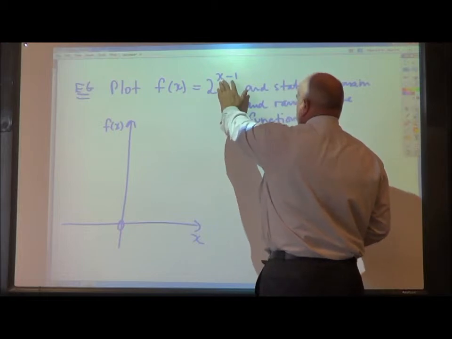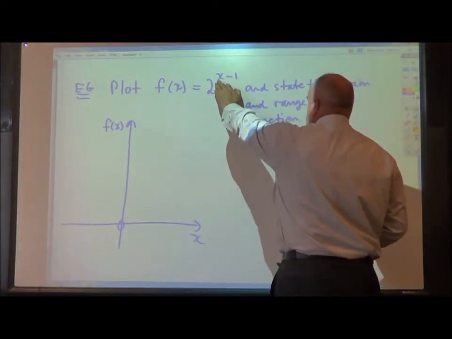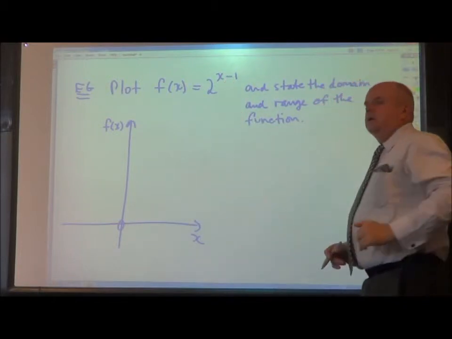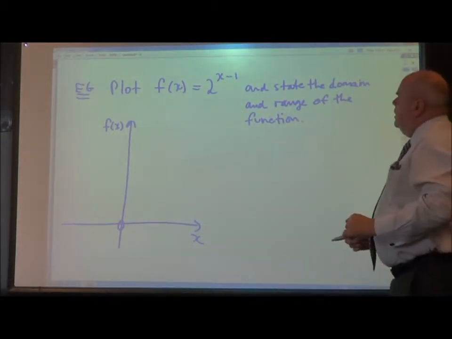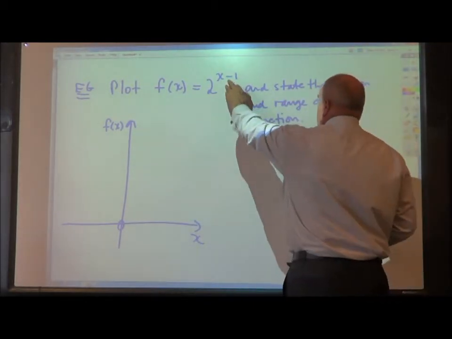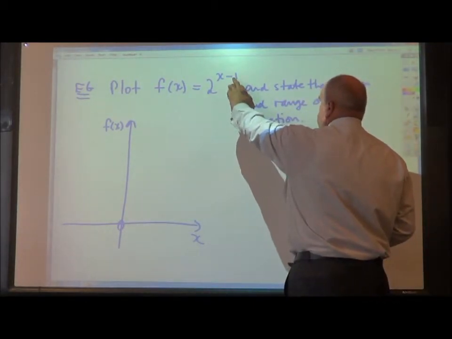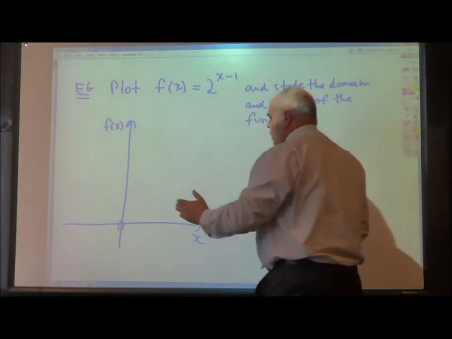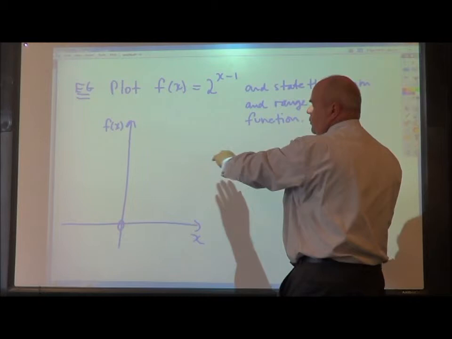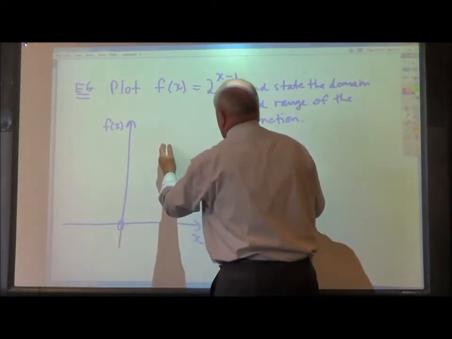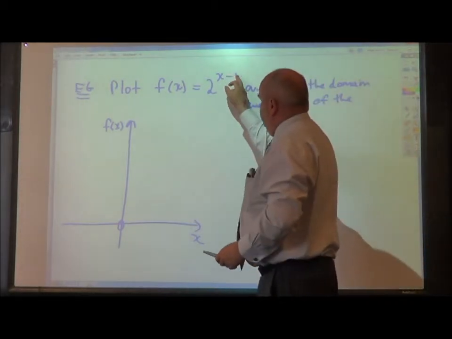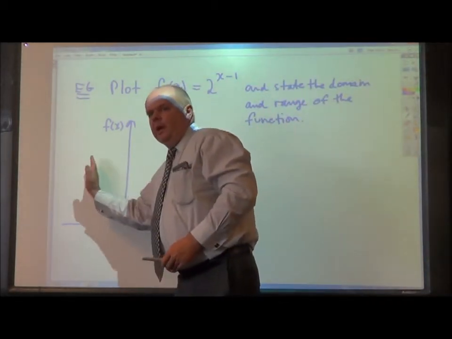If I want to shift something left or right, I add or subtract a number from my exponent. Okay? And it's quite simple to do. Counterintuitively, perhaps, if I minus 1 there, what's going to happen is that my stock standard exponential graph, f(x) equals 2 to the power of x, will get shifted 1 unit to the right. Let's just see how that works. And of course, if it was a plus 1 there, I'd be shifting to the left.